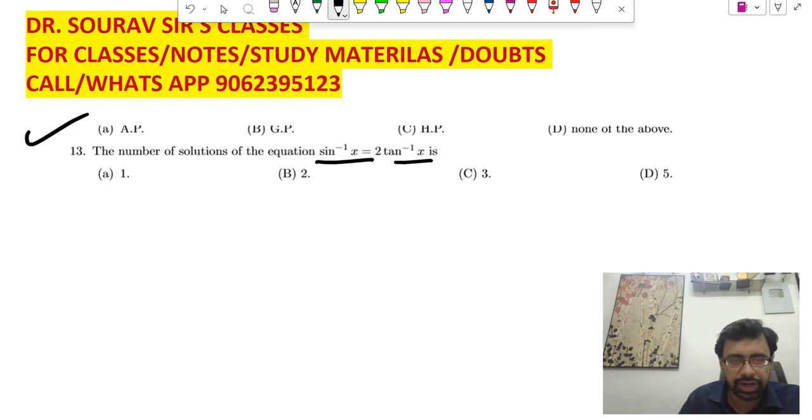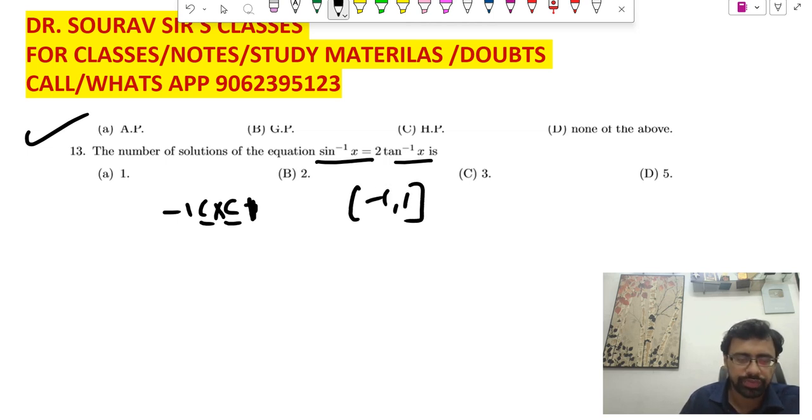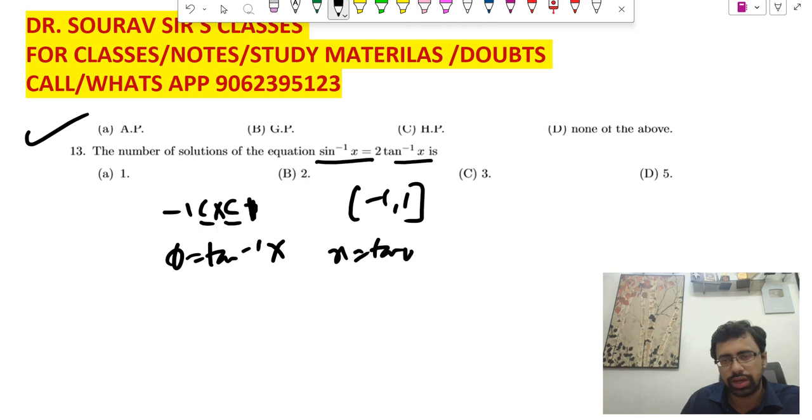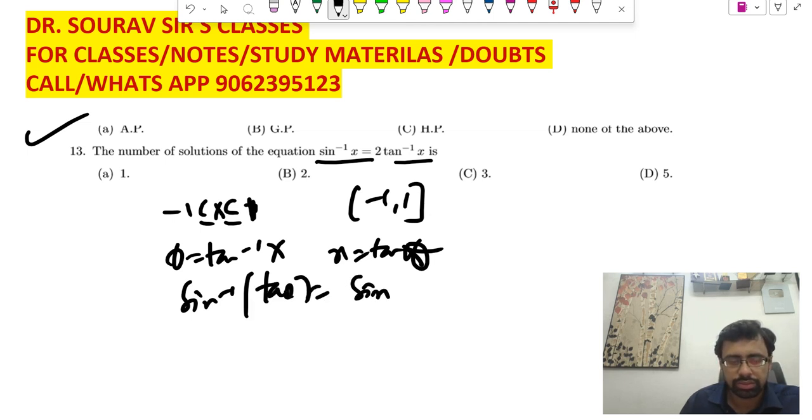Sin inverse x is defined in this zone. Okay, tan inverse is defined for all real values, so -1 to +1. Okay, so if we substitute an angle theta equal to tan inverse x, so x equal to tan theta, so sin inverse tan theta is nothing but sine of, so here it is like 2 theta only. Okay, this is the first part.